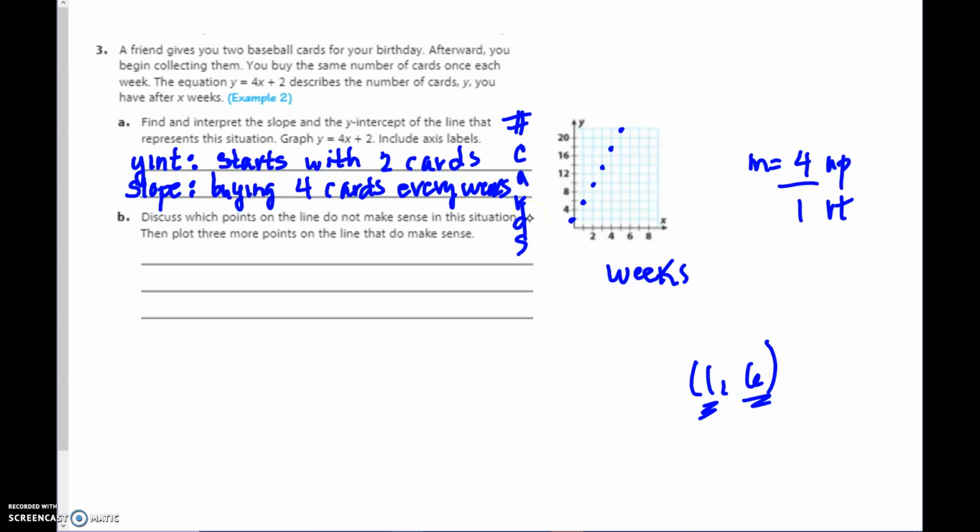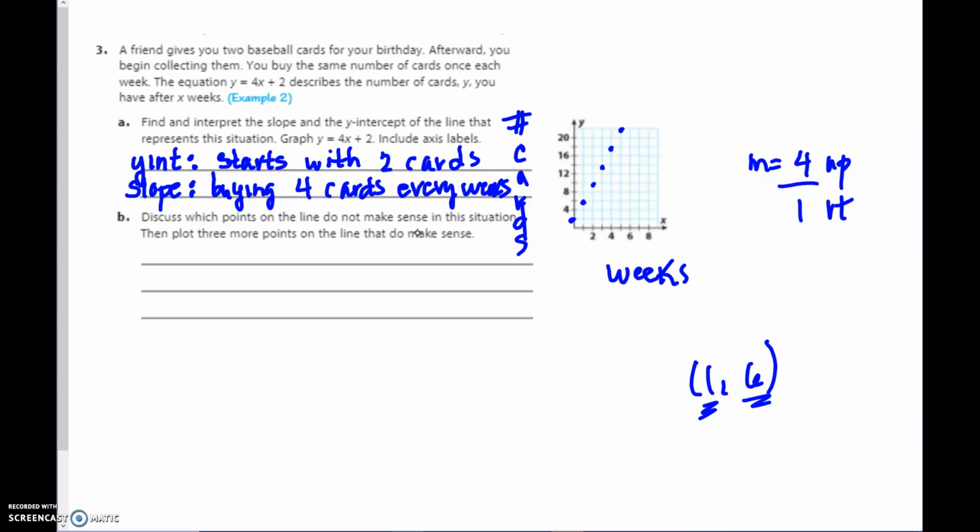Discuss which points on the line do not make sense, then plot 3 more points. Well, we plotted all of our points up here, and I already talked about points that don't make sense. That's why I did not connect them, because you're never going to go into the store and buy 5 cards so that you have 7. You're always buying in increments of 4, starting with the 2.